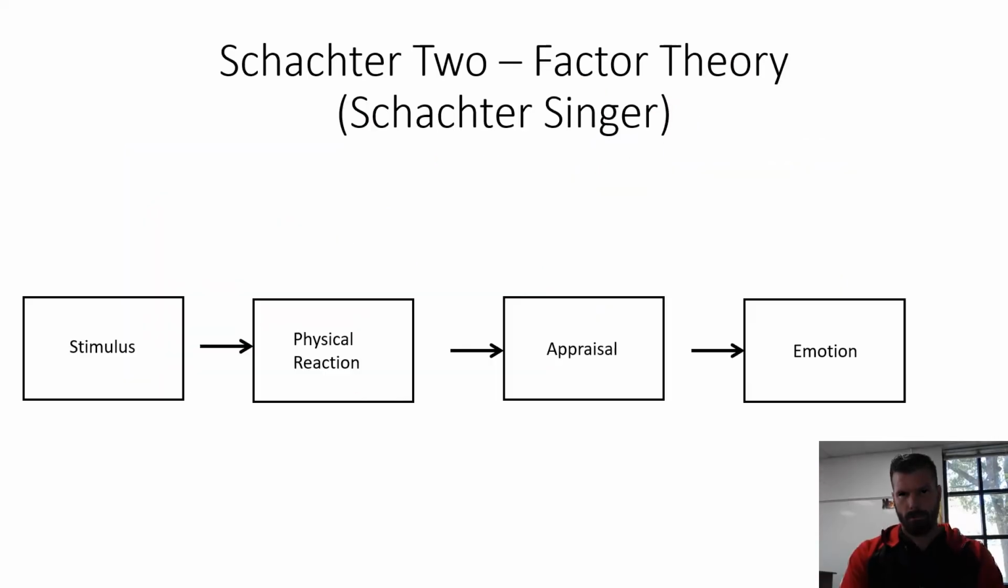So next we have the Schachter 2-factor, or the Schachter-Singer theory. The Schachter-Singer theory is looking at appraisal. That's going to be the big keynote difference. It looks very much like the James Lange theory, stimulus and physical reaction, but then we have this appraisal piece before we get to the emotion. The appraisal piece is a recognition of what is going on. Once you have your physical reaction, heart starts beating, palms are sweating, you're hot, whatever, those physical reactions can be similar in lots of different situations.